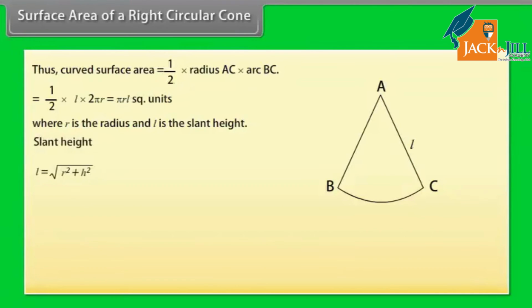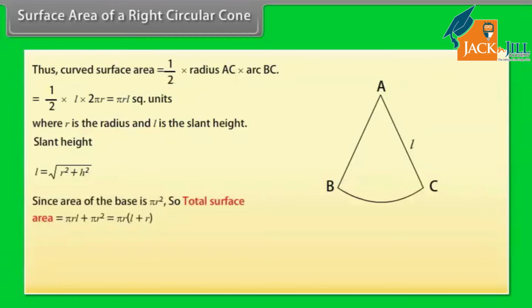And slant height L is equal to the square root of r² plus h². Since area of the base is πr², the total surface area is equal to πrL plus πr², which is equal to πr(L + r).